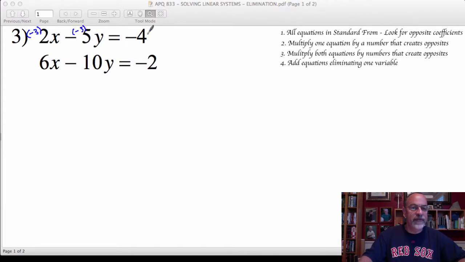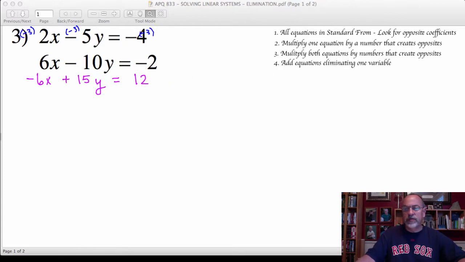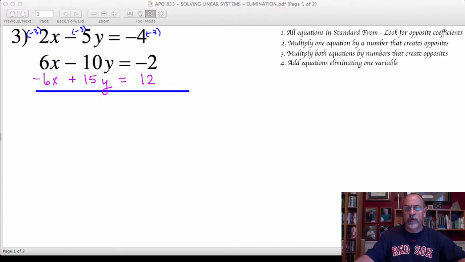But again, I have to do that to every single term in the equation. Because I'm changing the first equation and not the second, I'm going to leave the second equation there and then write my new equation below that one so I can add those together. So the 2 times the negative 3 is negative 6x. There's my opposites. The negative 3 times the negative 5 is a positive 15. And then the negative 3 times the negative 4 is a positive 12. So by multiplying by the negative 3, I've created the opposites for my x variables, which when I add those together now will eliminate that x variable for me.